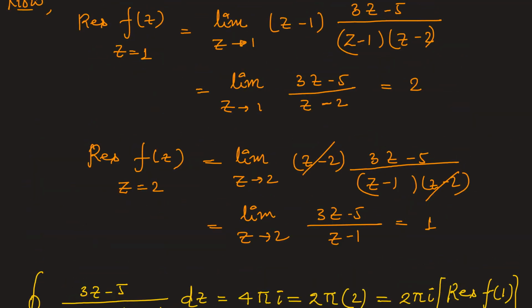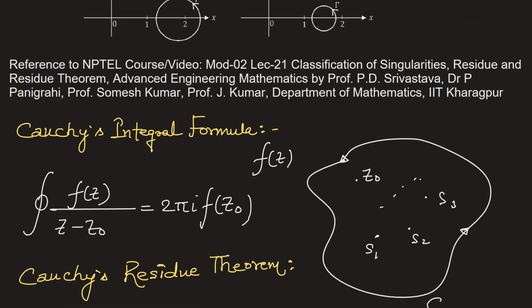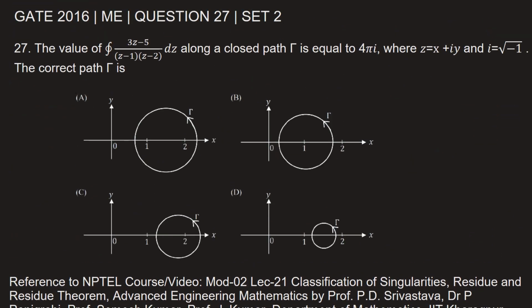Okay, so let's go back and match with the given options. From here we can see in option 1 both are inside the curve gamma, and here only 1 is inside gamma and 2 is outside gamma. Therefore option B is the correct choice.